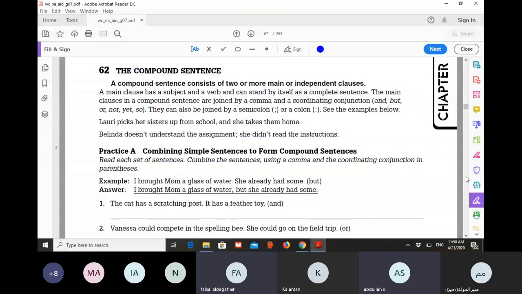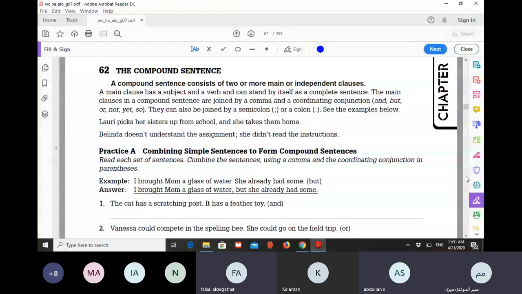Lucy picked her sisters up from school and she takes them home. Excellent. So as you see here, the sentence consists of two simple sentences joined together by a comma and a coordinating conjunction, and. So it has become a compound sentence. The second example, yes, please.